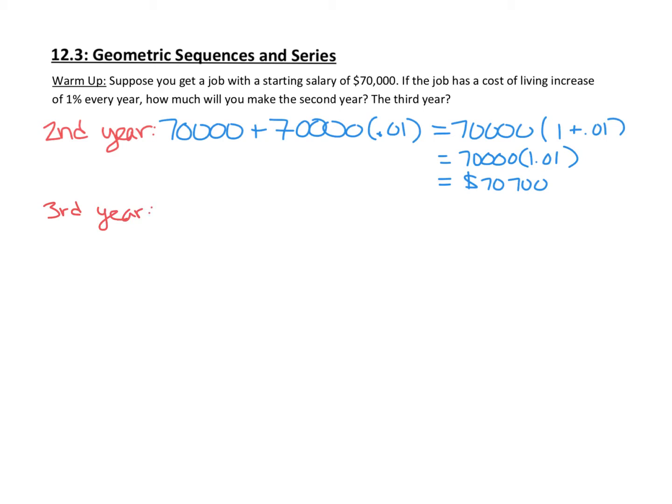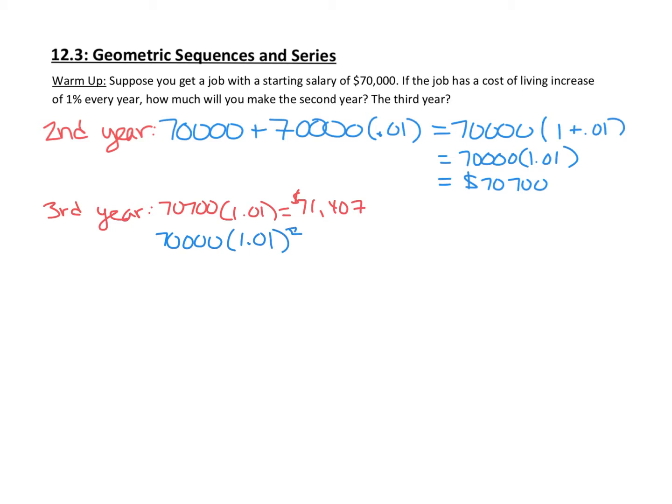You are going to take what you got from the second year, and you're also going to be multiplying that by 1.01. So I'm going to show you two different ways of writing this. You get 70,700, you multiply that by 1.01, and you do end up getting a little bit more money. You get $71,407 now.